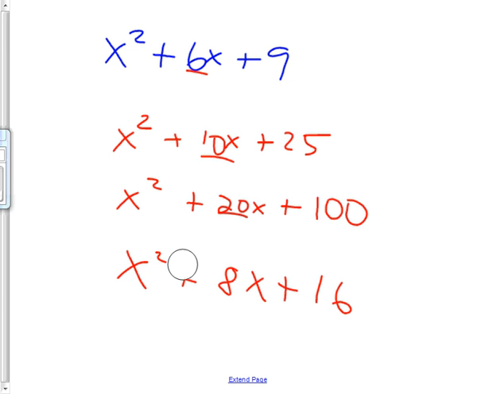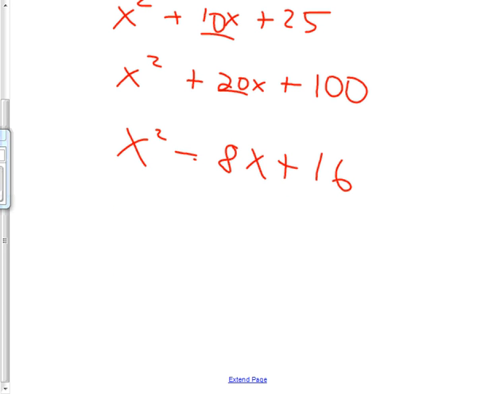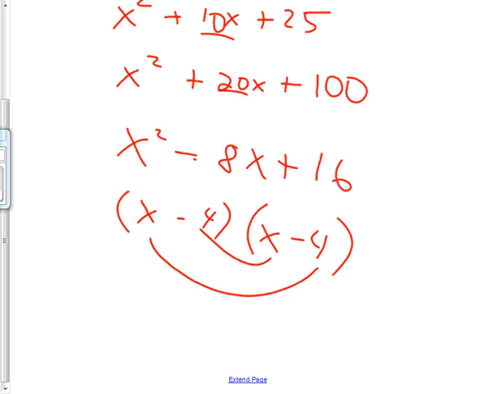Now we'll get into those negatives. What if I change it to negative 8x? Do I still do half and square? Yes, I do. The half of negative 8 is negative 4, and then I square it, it's still positive 16. But what's different about the answer is instead of x plus, it's what? Minus and minus, and it's 4 and 4, and it still will work now, because the outside and the inside will make negative 8x. Get that?